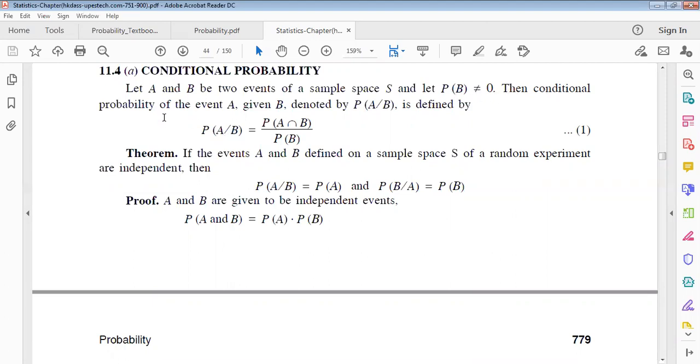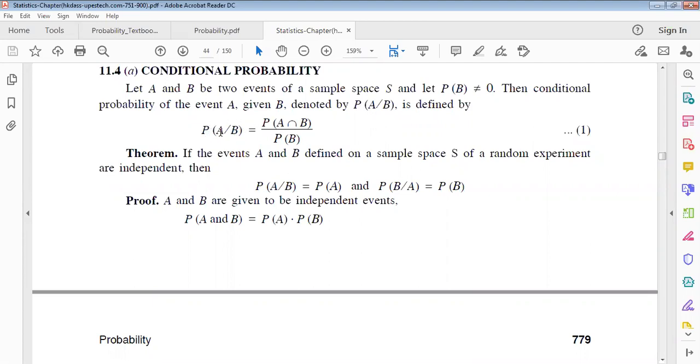Then the conditional probability of the event A given B, denoted by probability of A given B, is the probability of A when B happened. There is a condition in this probability. It is read as probability of A when B has happened, and is defined as probability of A intersection B divided by probability of B. Actually, this is the conditional probability in mathematical way.